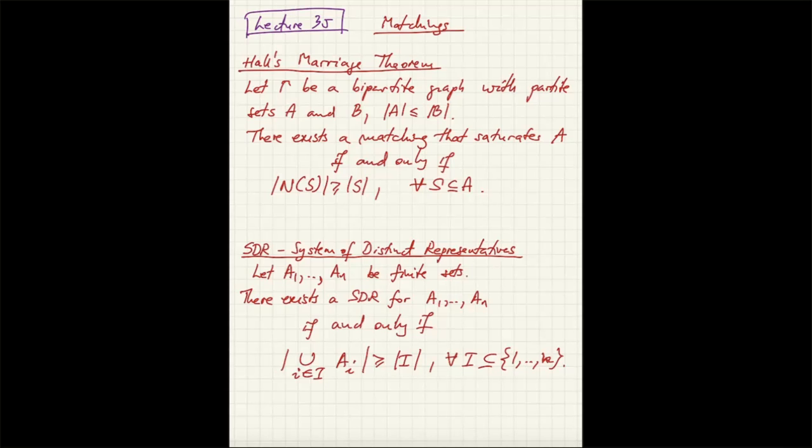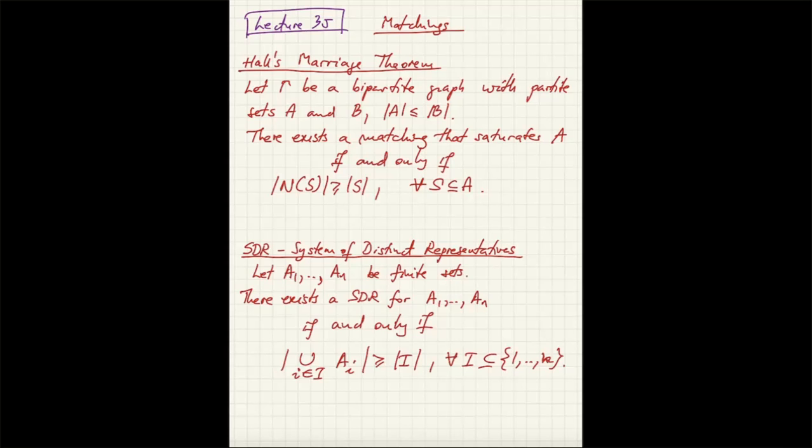We discussed last time that these two theorems are actually equivalent. One can go from Hall's marriage theorem to SDR by starting with a collection of finite sets and constructing a bipartite graph that satisfies Hall's marriage theorem, in which case Hall's marriage theorem gives you the answer for the theorem on SDRs. And one can also do the other implication. If we assume the SDR theorem to be true, we can get Hall's theorem immediately from it. So these two results are equivalent.